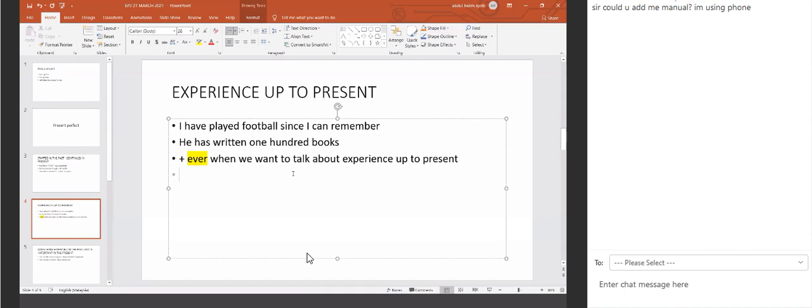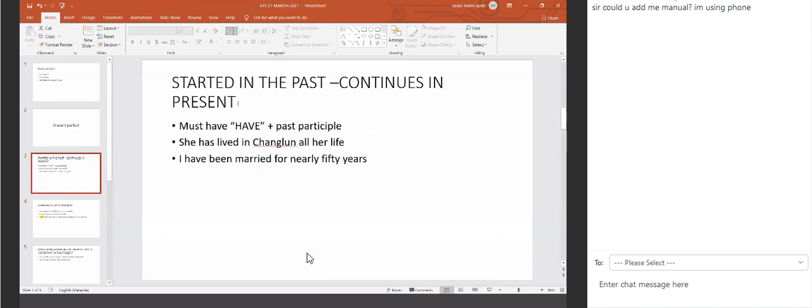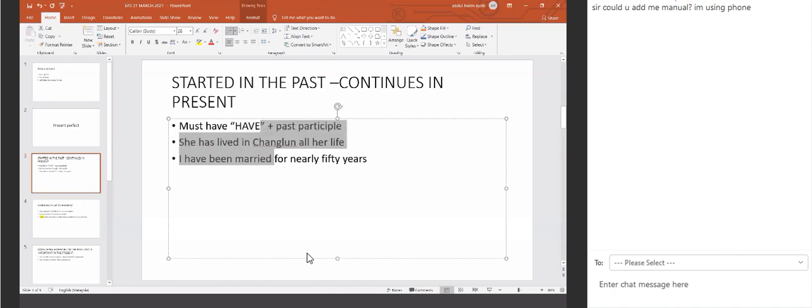But for you to understand what present perfect is, you have to know that the rule is, again, that it started from the past and the action is still happening right now. And you have to make sure that you have "have" and the past participle. So have or has, and "lived" is the past participle.